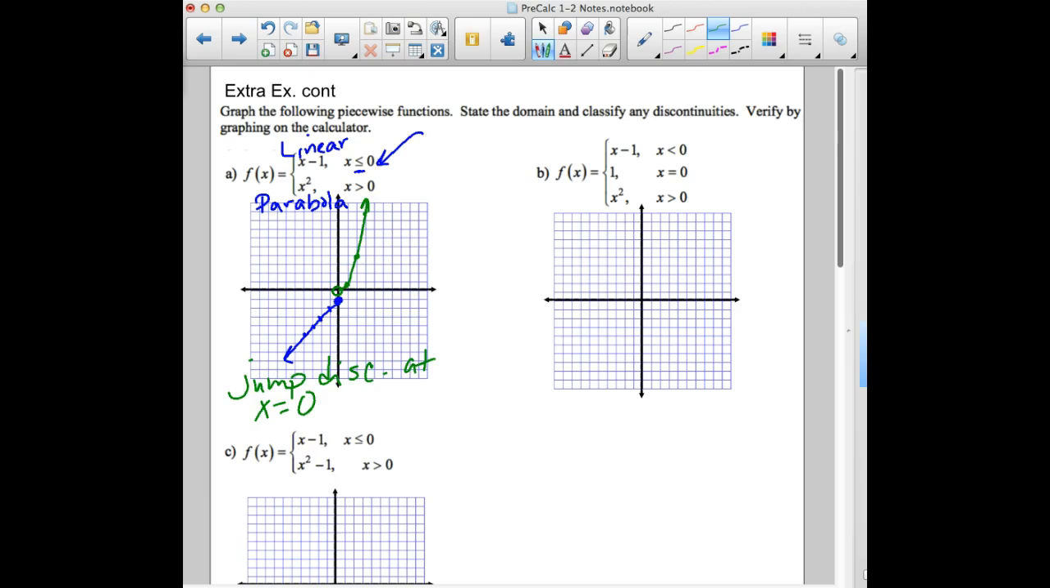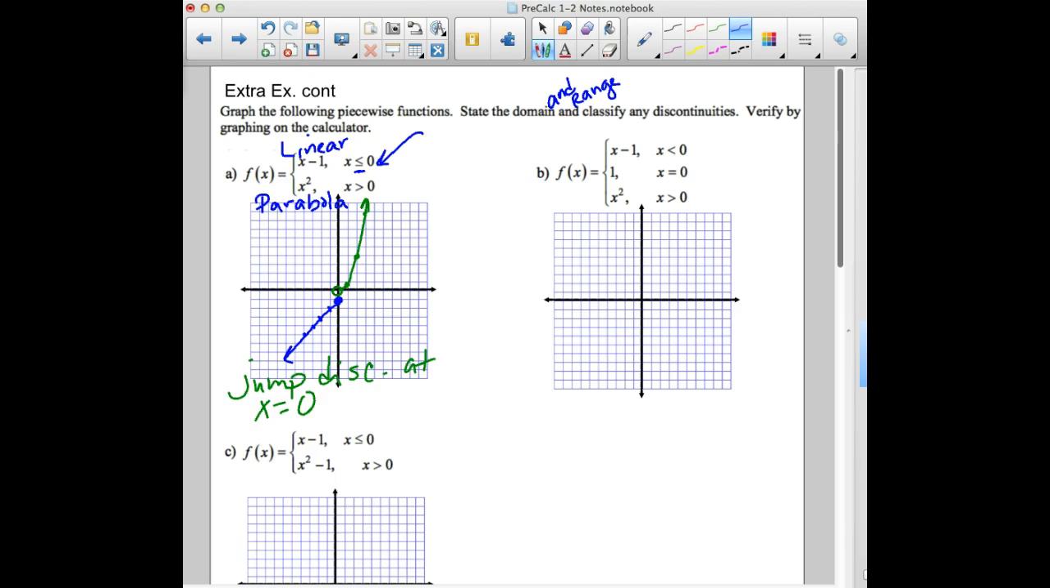All right, so where x is 0, there is a jump in my two pieces. There's a break there. Okay? We are going to define the domain and the range for each of these. Are there any x values that I can't use? Do I have x values over here being used? Yes, they're on the line part.